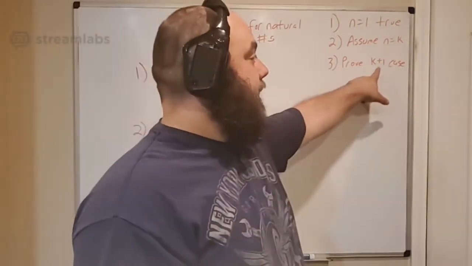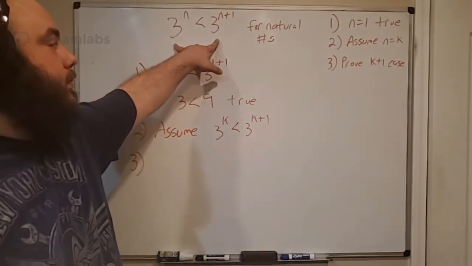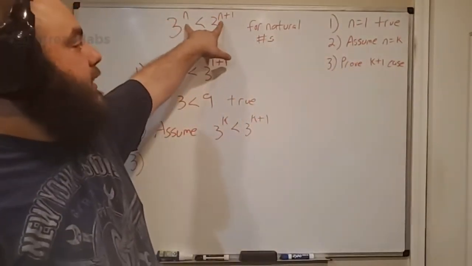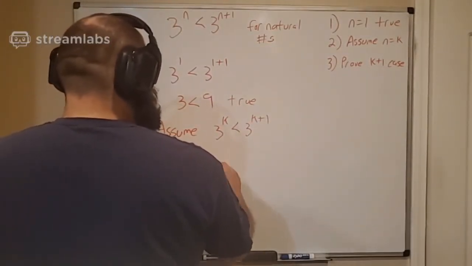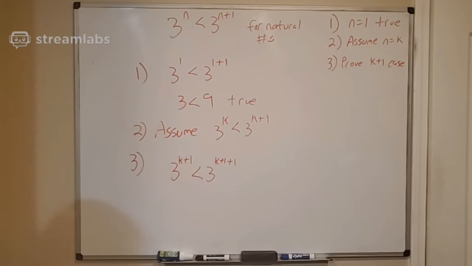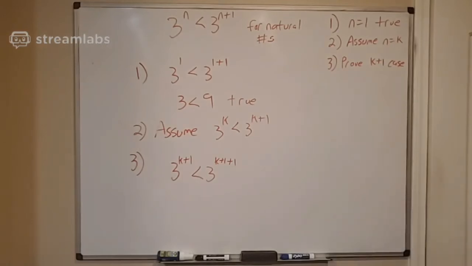If you look back at your original problem, this is the nth case, so I need the k plus first case. So we can replace all of our n's with k plus 1s. 3 to the k plus 1 plus 1. So that is what I am trying to prove. Somehow we're going to need to use our assumption from step 2 to help us prove that. So we have to manipulate this in some way to get that assumption case.